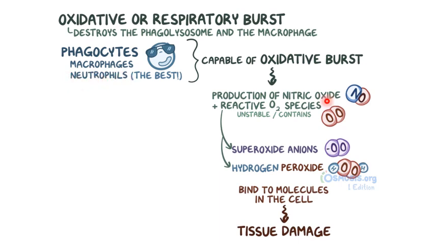So they eat up the pathogen and they lower the phagolysosome environment, and still the enzymes are not doing it. So now what's going to happen is that you're going to start producing nitric oxide, and you're going to use oxygen, of course, to produce nitric oxide, and you're going to use oxygen to produce very unstable reactive oxygen species, ROS. Those are your superoxide anions and also hydrogen peroxide.